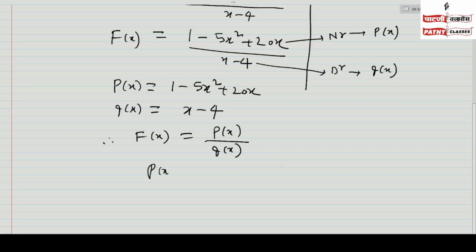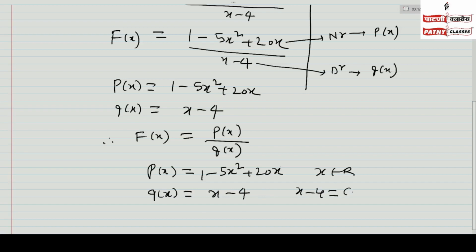Now here p of x equals 1 minus 5x square plus 20x, which is a polynomial, a quadratic polynomial, which will be continuous for all x belongs to R. So there is no doubt about the numerator part, that is p of x. Now consider the denominator part, q of x, that is x minus 4. Now q of x must not be equal to 0, that is x minus 4 should not be equal to 0, but for x equals 4, the denominator becomes 0.